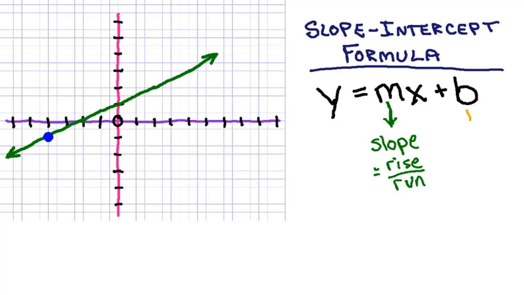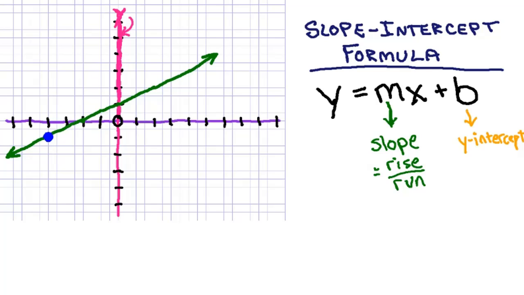And then b is what I introduced to you in the last video. That's the y-intercept. And the y-intercept is just a fancy way of saying where the line crosses the y-axis. And remember, the y-axis is this pink up and down axis. So here's the y-axis, this pink line going up and down. Wherever the line crosses this y-axis, that's what b is.